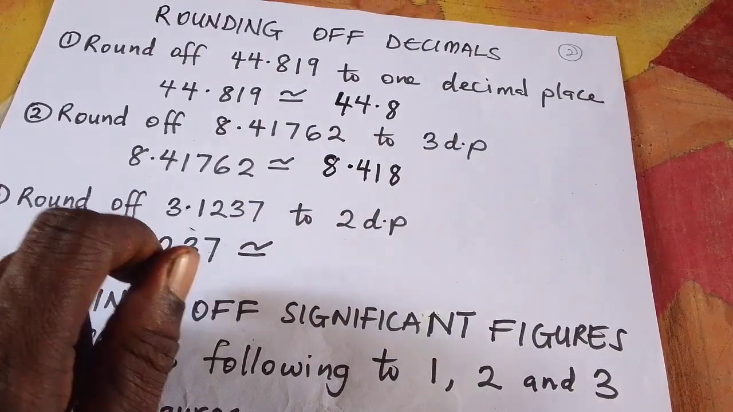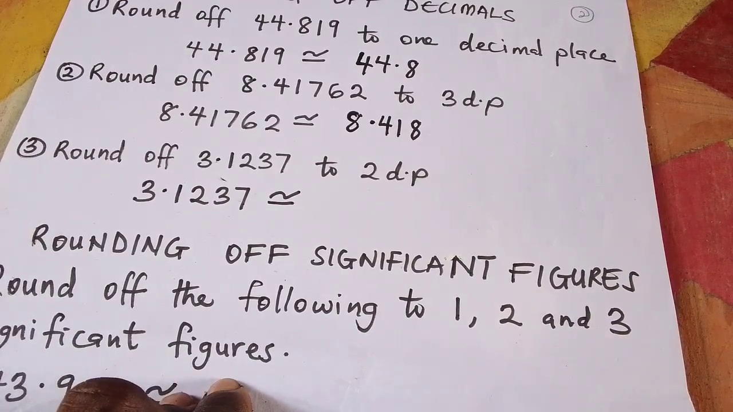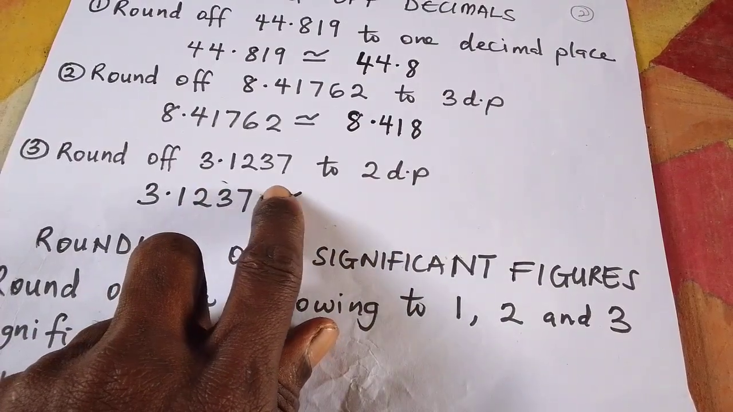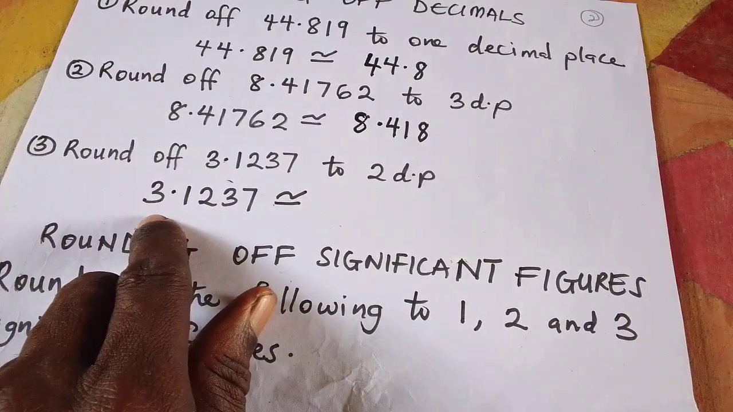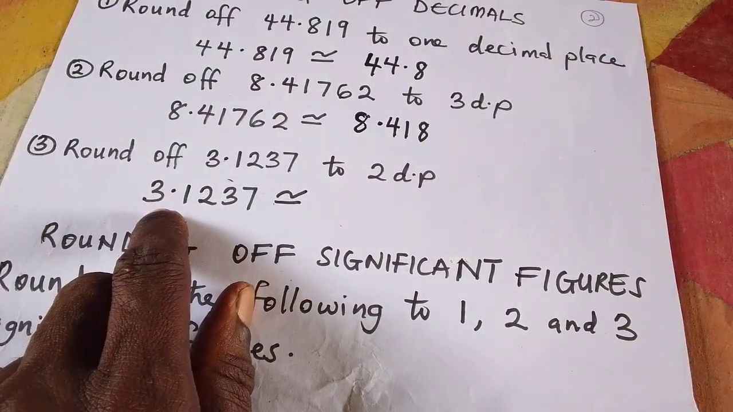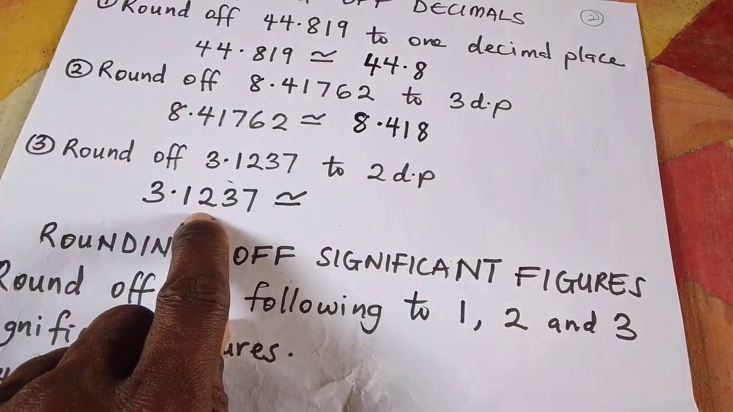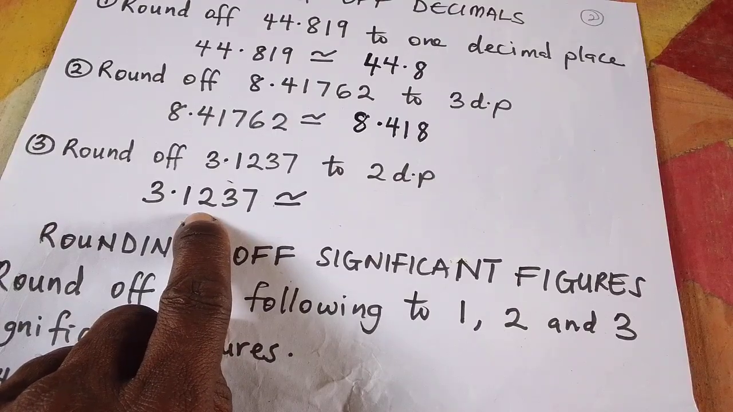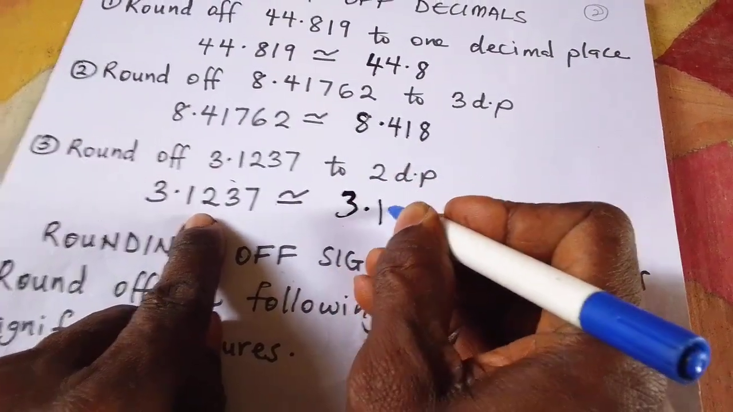Now let's do the third example. Round off 3.1237 to 2 decimal places. So to round this up to 2 decimal places, after the decimal, you count 1, 2. After the second number, before you cut the remaining off, you realize the next number is 3. It's not up to 5. Since it's not up to 5, you cut it off. So that means your answer will be 3.12.